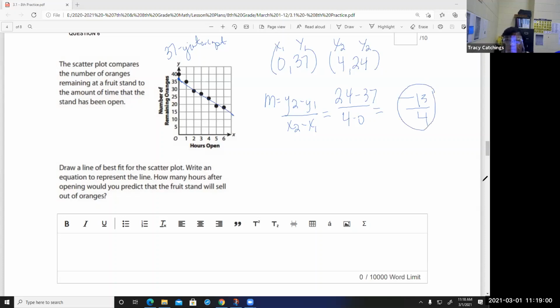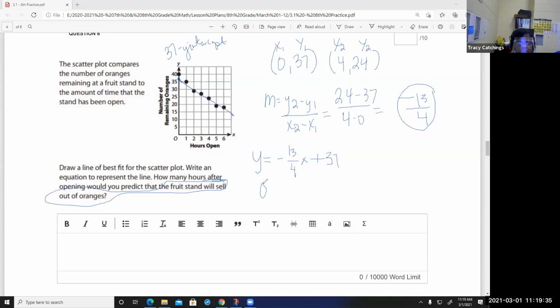All right, so we're going to leave it like that. It didn't simplify. So our equation, y is equal to negative 13/4 x plus about 37. They want us to predict when we will be out of oranges. Out of oranges would pretty much be when the y-intercept is what?